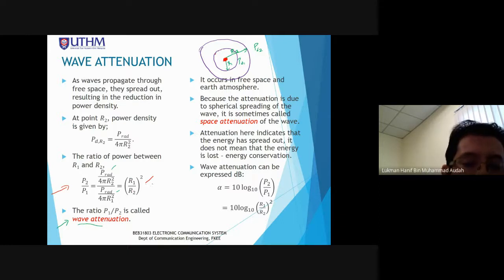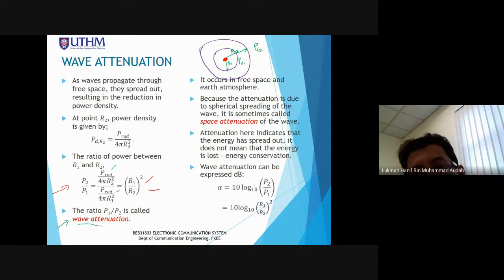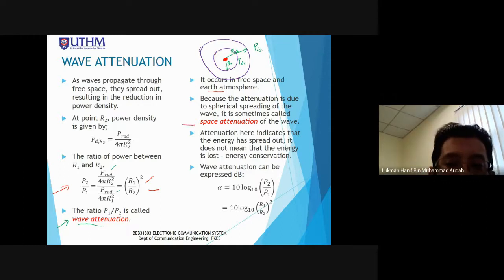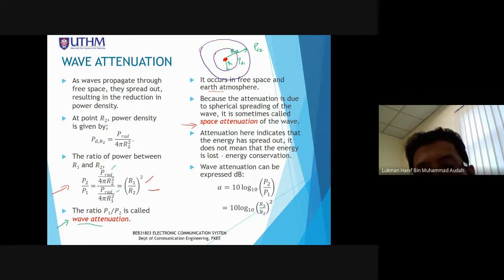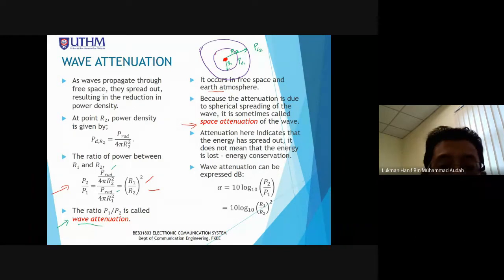Okay, so tidak ada unit. Wave attenuation tidak ada unit. Okay, it occurs in free space and also in the Earth atmosphere. Free space adalah di dalam vacuum lah. So because the attenuation is due to the spherical spreading of the wave, it is sometimes referred to as the space attenuation. Sebab dia menggambarkan tempat, jarak dan tempat. So lagi jauh jarak itu, ruang itu lebih jauh, maka dia punya attenuation lagi besar.